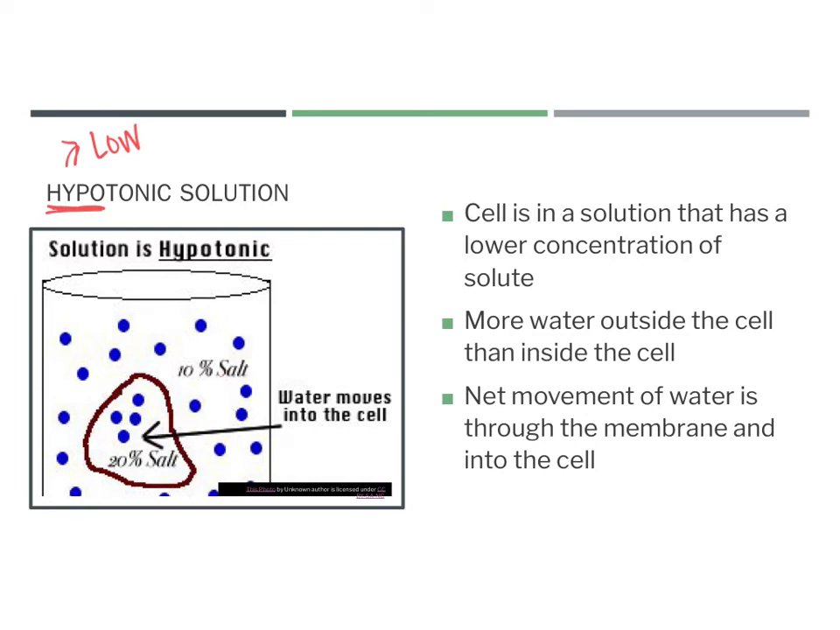So that means water is going to want to move into the cell to dilute this salt concentration so it becomes equal at 10% on the outside and 10% on the inside. You need to know that the net movement of water is going to go through the membrane and into the cell.